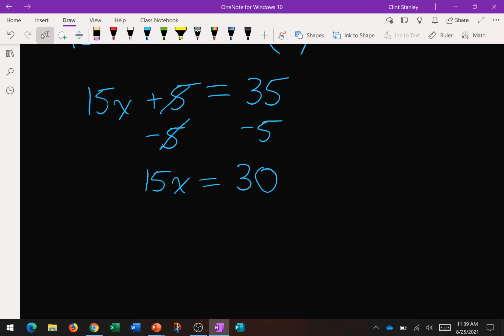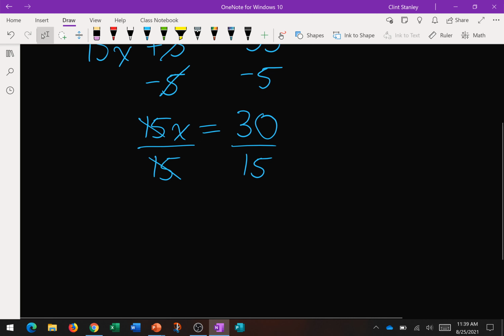And then last step, what do we do? Divide by 15. So 30 divided by 15, that's 2.